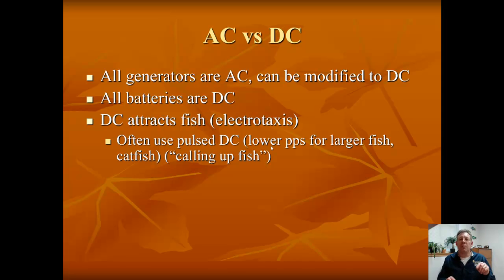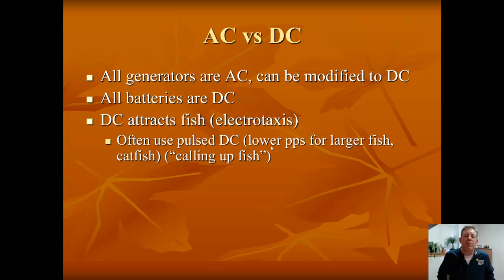Now, we often use pulsed DC, which means it sends the current in one direction, but it turns it on, turns it off, turns it on, turns it off. So it pulses it, all right? And you can adjust the pulses per second, how often it turns it on and off. You can also adjust things like duty cycle, and we can talk a lot about different ways to do electrofishing. But basically, pulsed DC is what we have for our backpack shocker, where it's turning it on and off rapidly every second. By doing that, you can customize your settings for certain species.